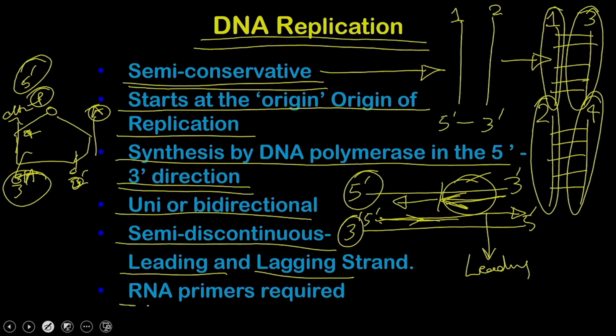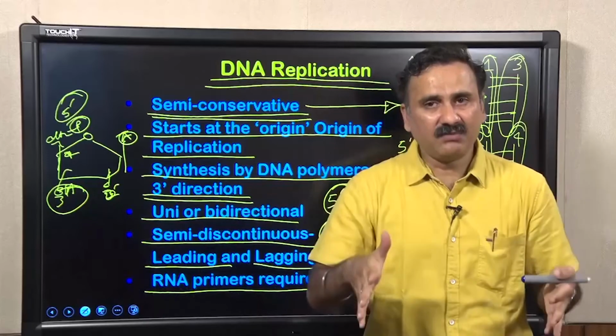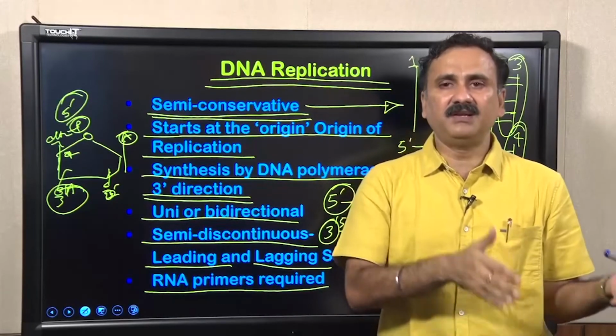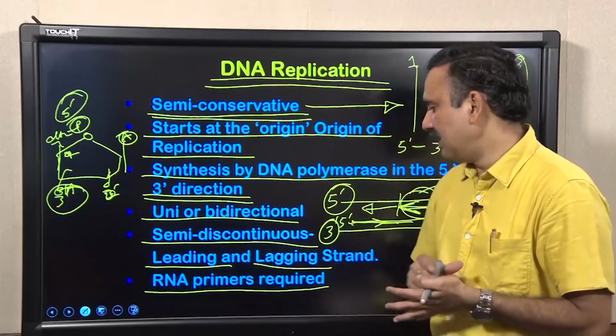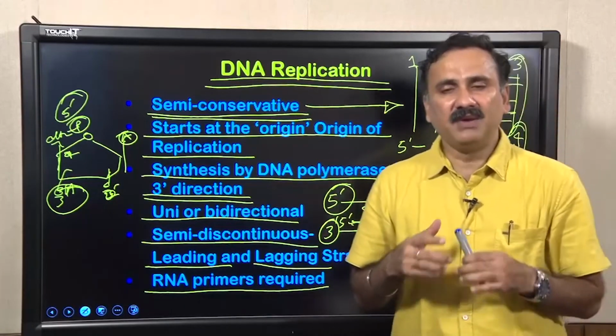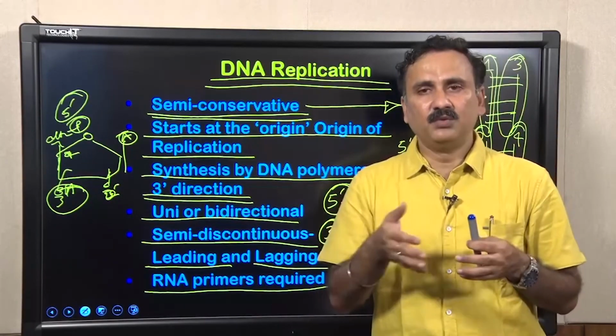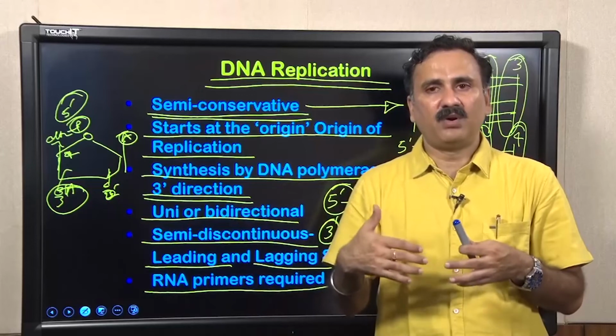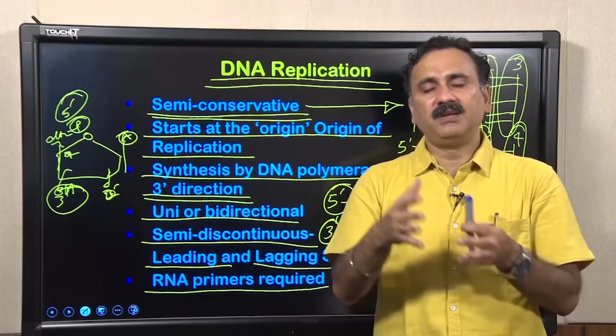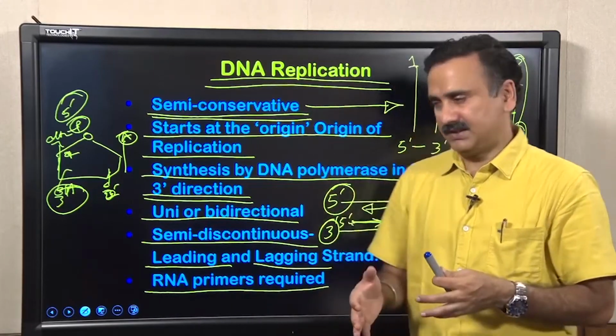For any DNA replication process, you require a primer, and that primer is synthesized by an enzyme called RNA primase. The primers used in DNA replication are made up of RNA, and are synthesized by the RNA polymerase.